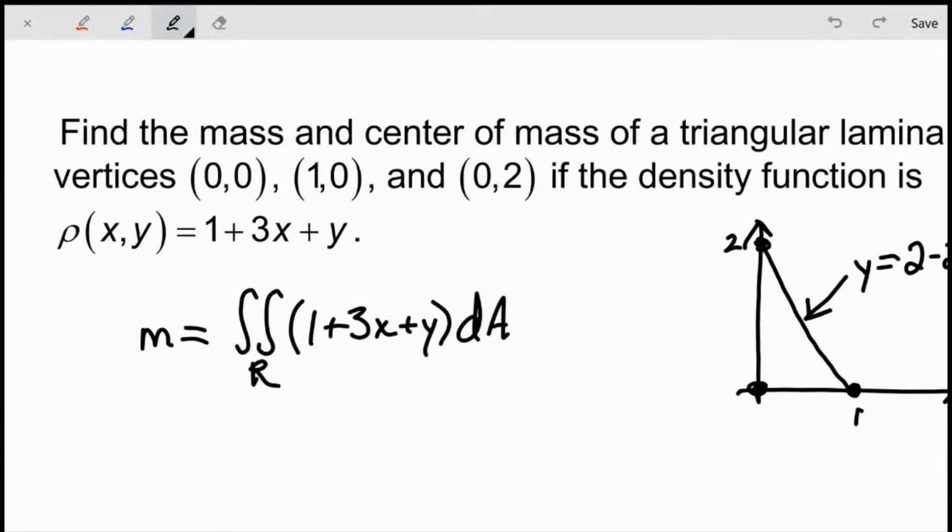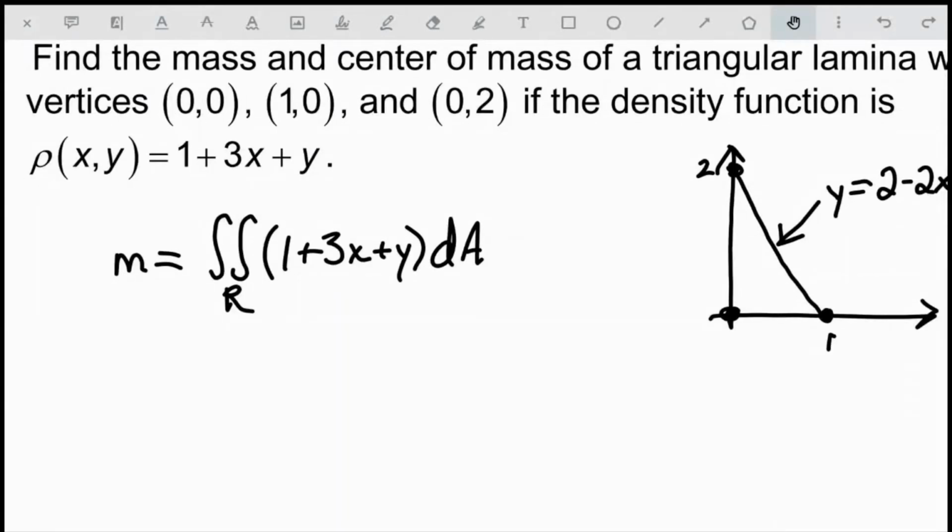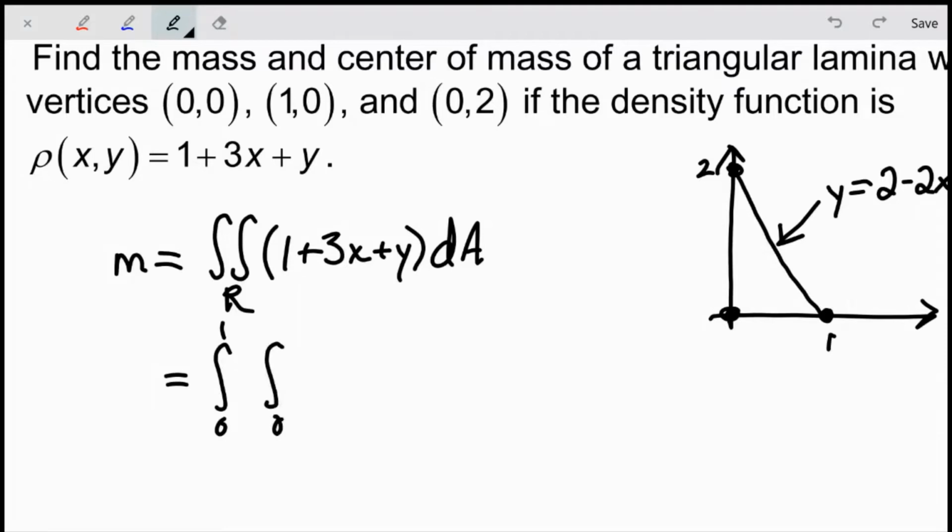I can choose to integrate with respect to x or y first, and it doesn't really make a difference. Since I have y in terms of x, it's easier algebraically to go with the expression I already have. So in the x direction, I go from 0 to 1, and in the y direction, from 0 to 2 minus 2x. Then I integrate 1 plus 3x plus y, dy dx. I just chose to integrate with respect to y first; it doesn't matter which way you do it.